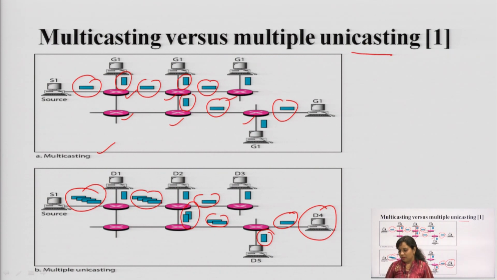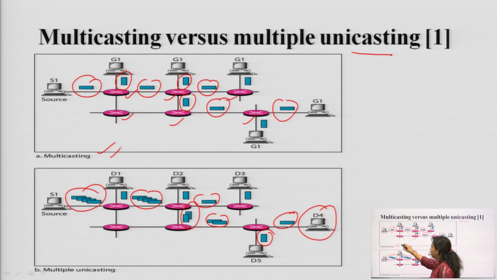This slide is showing multicasting versus multiple unicasting, where it shows the difference. If unicasting is done multiple times, then you can see that multiple packets will be transferred from this source to these different destinations. So, this is multiple unicasting.